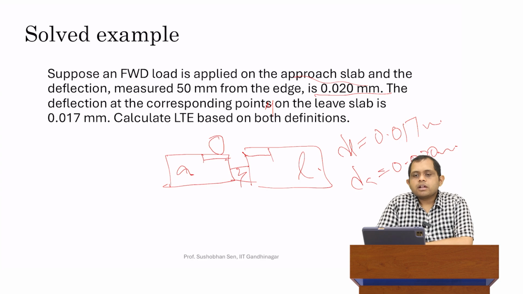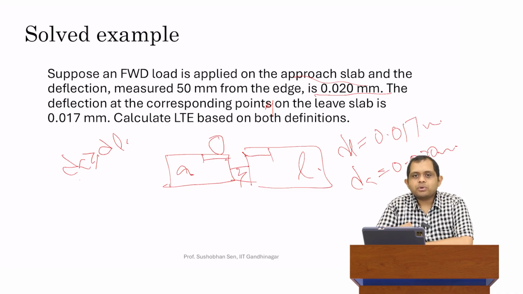Now, one thing to notice, it's obvious, but it needs to be stated: DA is going to be greater than or equal to DL. DA is the actual loaded slab. The slab which has the load is the one that's going to have the higher deflection. At most, the next slab will have the same deflection. It's physically not a possibility for the leave slab, which is not loaded, to have a higher deflection than the approach slab. If that happens to be the case in the measurement, then either there's some issue with the instrument, or there's some other effect going on, something to do with the base, something to do with the material, and that's something that has to be investigated. But if everything is correct, then DA is always going to be greater than or equal to DL.